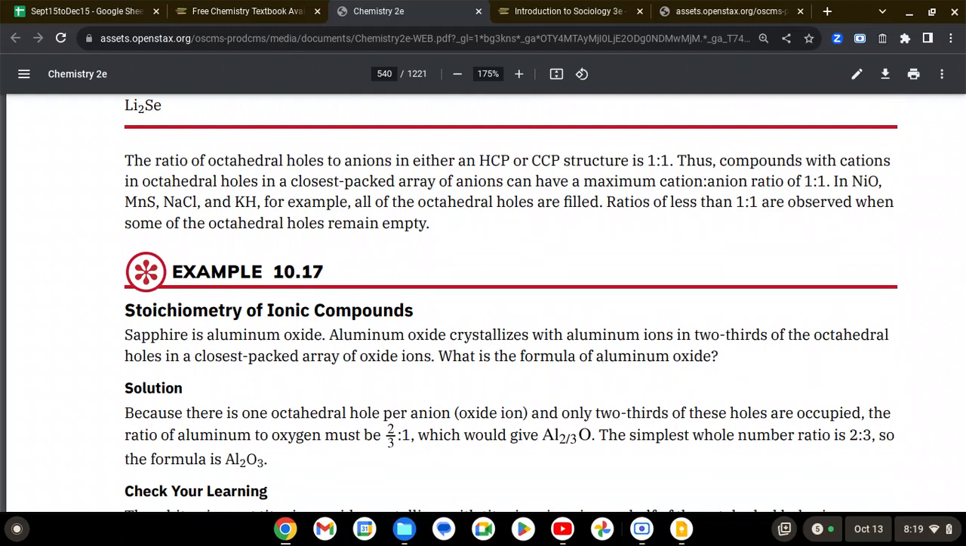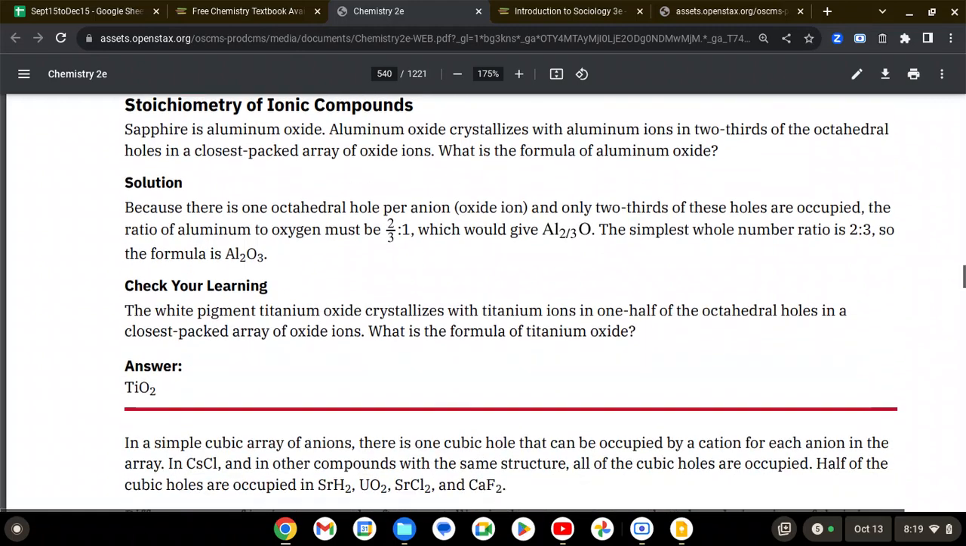of 1 to 1. In nickel oxide, manganese(II) sulfide, sodium chloride, and potassium hydride, for example, all of the octahedral holes are filled. Ratios of less than 1 to 1 are observed when some of the octahedral holes remain empty.